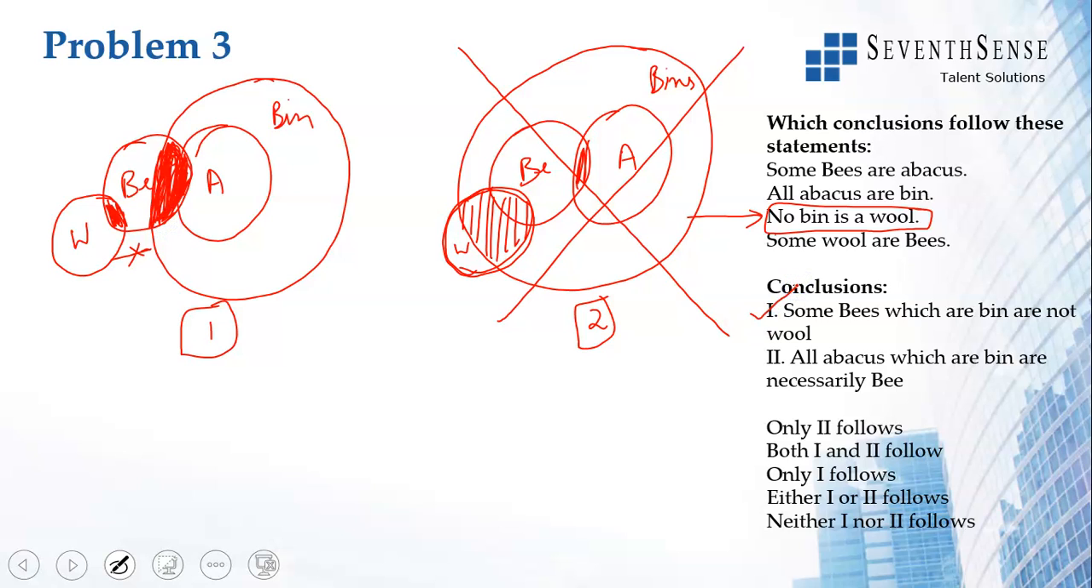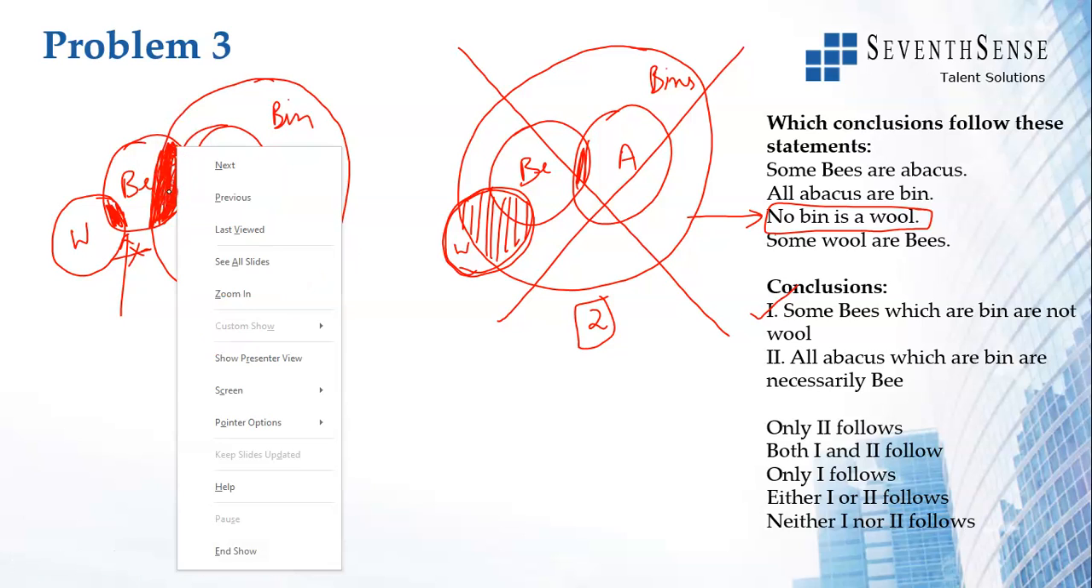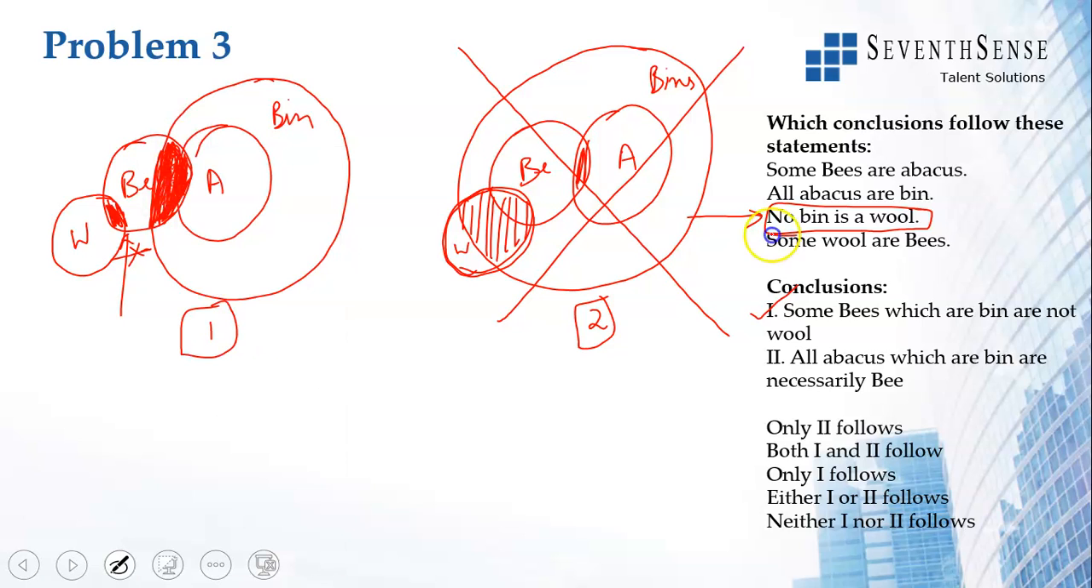This is true: some bees can be wool. That is okay. Like this area, some bees are wool. But he is saying some bees which are bin. These are the bees which are bin. They can't be wool because of this statement. There is no overlap between bin and wool. Hence, conclusion 1 is true. Some bees which are bin are not wool.